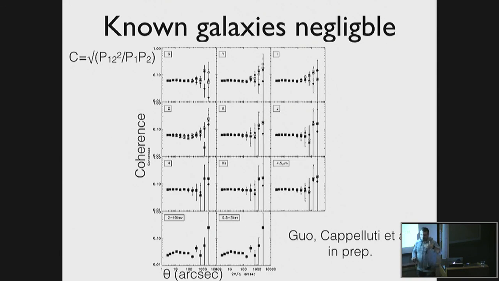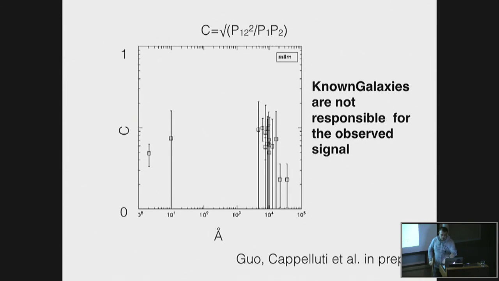So foreground galaxies produce only a small fraction of the observed cosmic infrared background fluctuation. If you put this in a plot, you see that the large-scale fluctuation, let's say at 500 arcseconds, 10 arcminute scale, is consistent with zero all over the electromagnetic spectrum. This means that cosmic infrared background fluctuations are produced by very, very faint objects. So probably we will be able to see these objects with JWST.